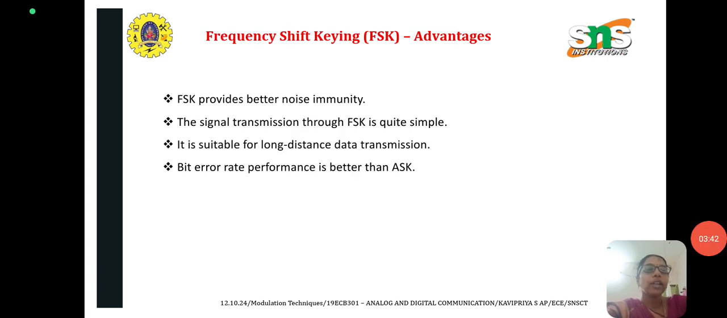And next are the advantages of frequency shift keying. FSK provides better noise immunity when compared to ASK, where ASK is easily prone to noise, easily affected by noise, whereas immunity to noise is high in the case of FSK. The signal transmission through FSK is very simple, and through ASK it's also quite simple, but ASK is simpler when compared to FSK. It is suitable for long distance data transmission, and the bit error performance is better than ASK, since FSK is less affected by noise when compared to ASK. The bit error rate in the case of FSK is better than ASK.